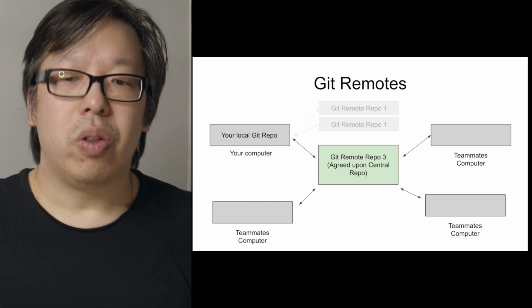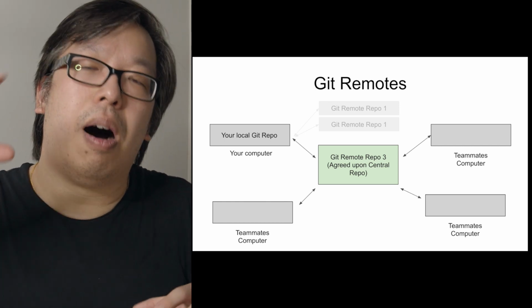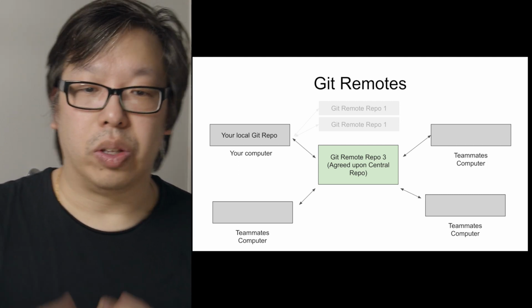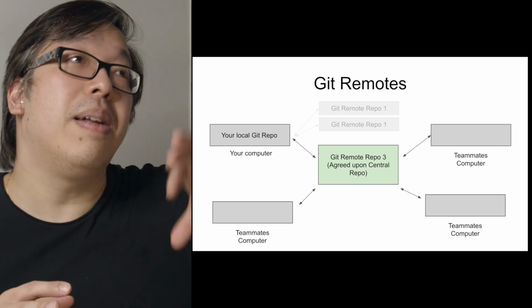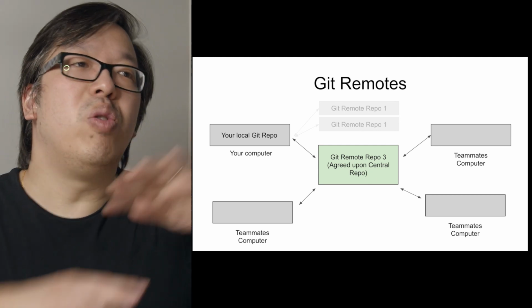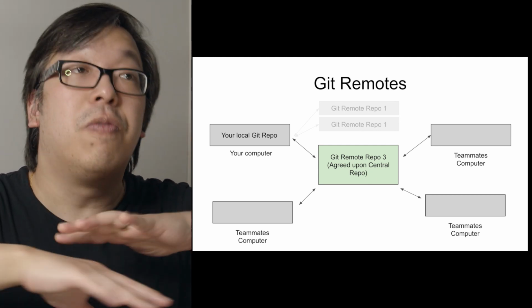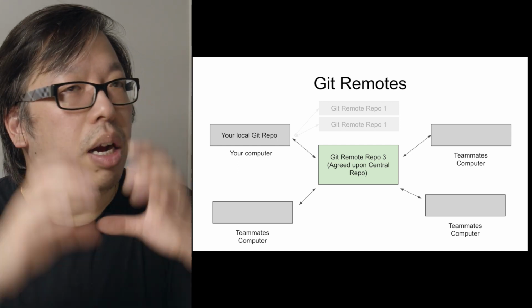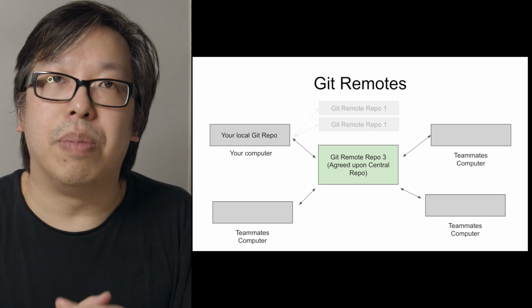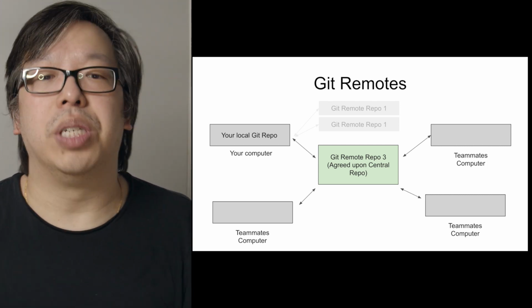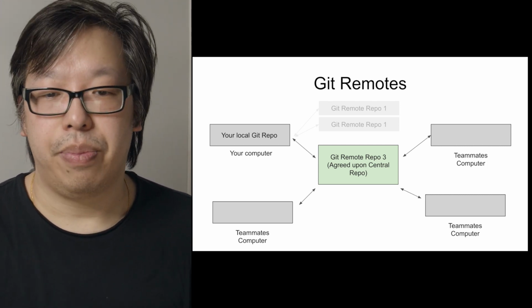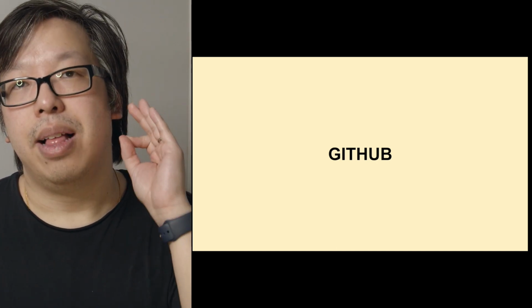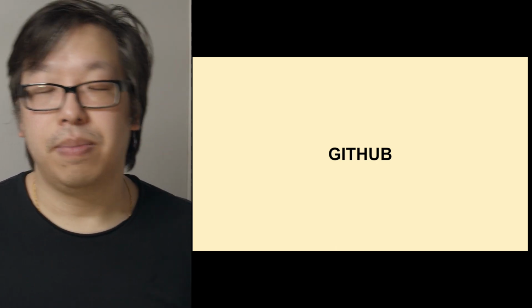Okay, so because we've agreed upon this, then all my teammates agree that they're going to synchronize with that central repository as well. So this is what it looks like. Even though you can synchronize with other repositories, you formally agree upon everybody that this is where all our synchronization is going to happen. So if we want the latest code, that's where we synchronize to. That is the problem that GitHub solves.